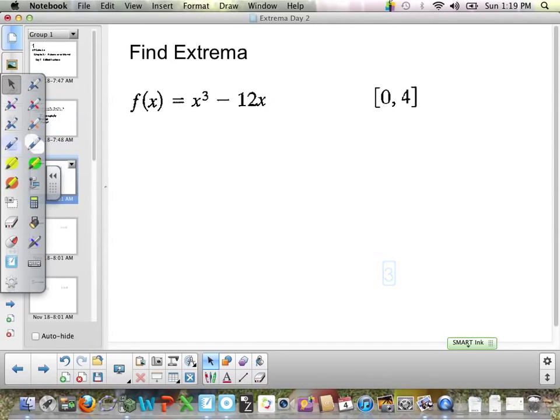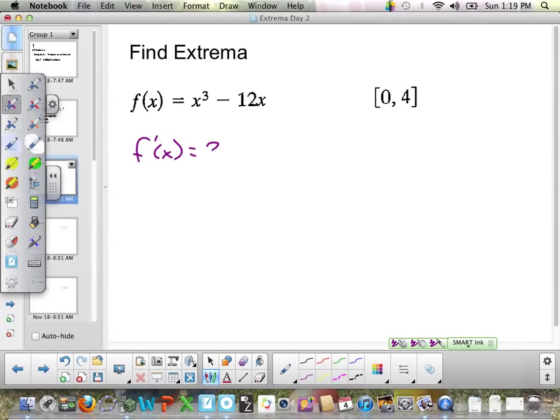All right, so let's continue with this. Find the extrema. First off, make sure it's continuous. That is the condition to use the extreme value theorem. And it is continuous on the closed interval because it's a polynomial. So our first step after we have shown that the theorem applies is to find the derivative.